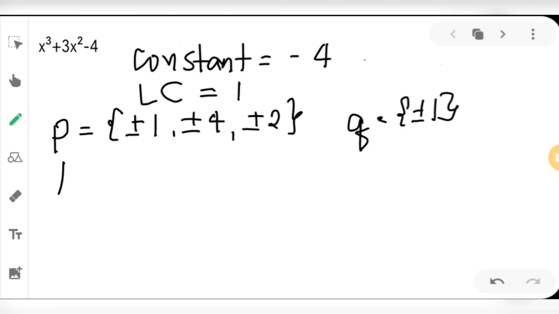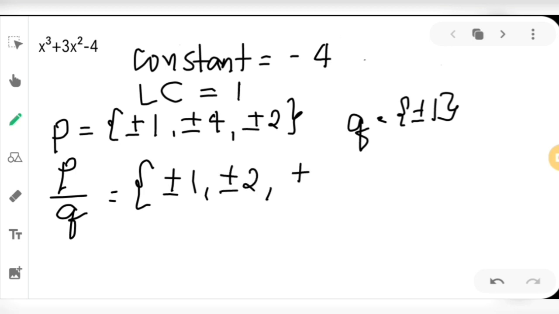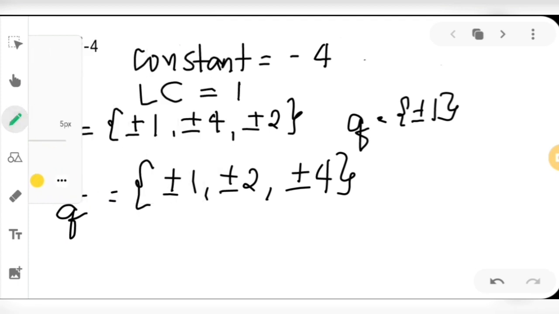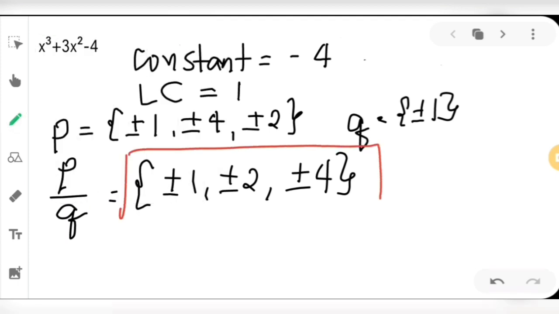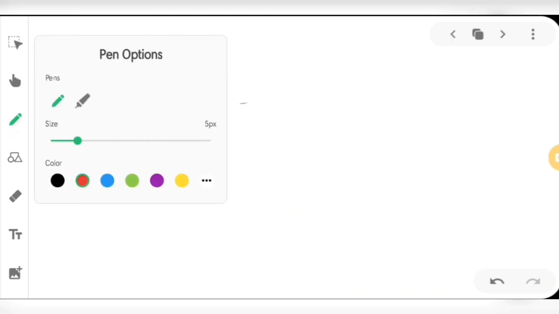So we have P over Q. So this is the list, or the set, of the possible rational roots. So we have positive negative 1, positive negative 2, and positive negative 4. So these are now the possible rational roots. Okay, let us proceed to the next example.